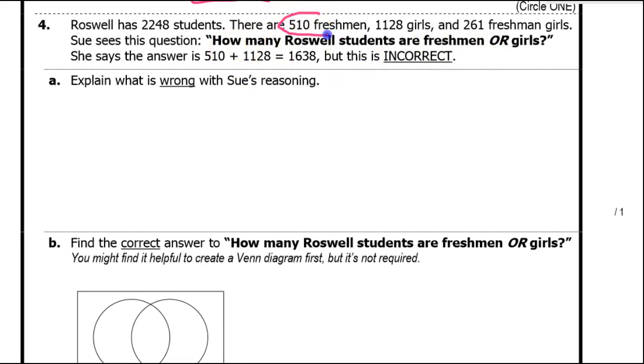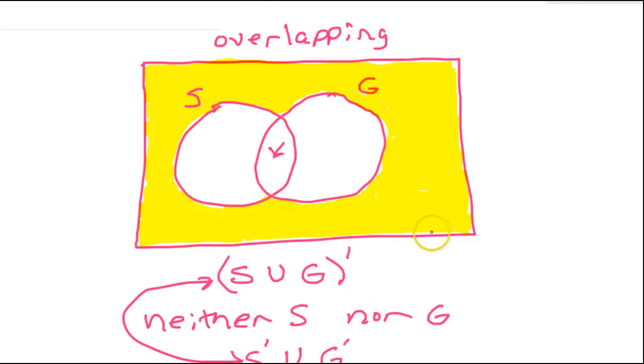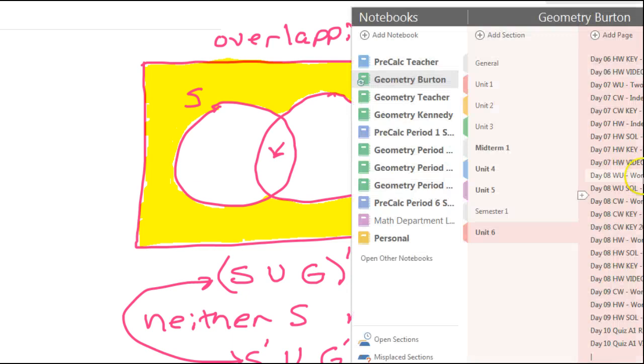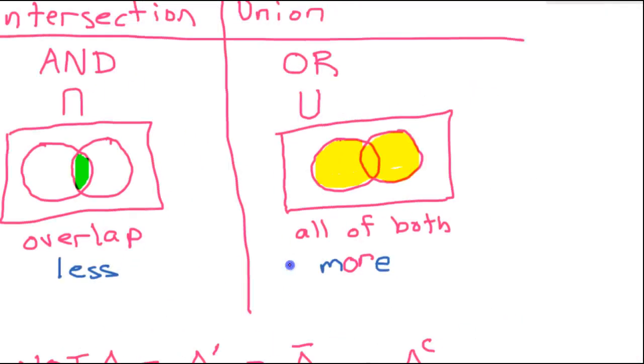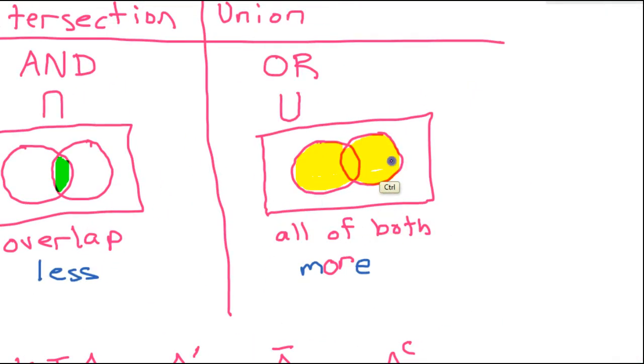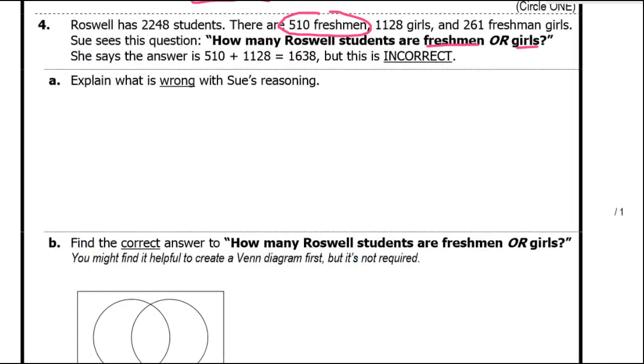It says 510 freshmen, and we're trying to figure out freshmen or girls. We know that or is more, so we just want all of both. So why not just add up both groups? We have 510 freshmen, so there you go. Or girls, so 1,128 girls. So there you go. She figures you just add them up. But this is incorrect. Why is this incorrect?